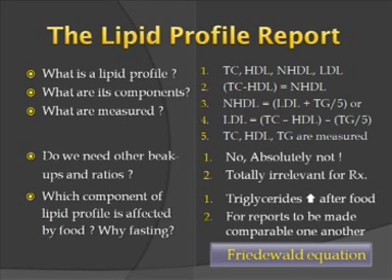What is the lipid profile? It contains the total cholesterol, HDL cholesterol, NHDL cholesterol, and LDL. Total cholesterol minus HDL is equal to NHDL. NHDL is equal to LDL plus VLDL. VLDL surrogate is triglyceride by 5, so LDL is equal to total cholesterol minus HDL minus triglyceride by 5.